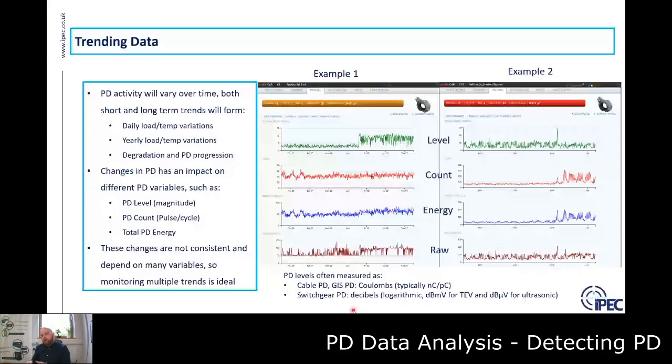So we translate the millivolt value into dB. And for the ultrasonic, we measure in microvolts and we translate that to dB. So that's sort of an industry standard across the board, not just IPEC, but typical units used to measure the different PD levels.